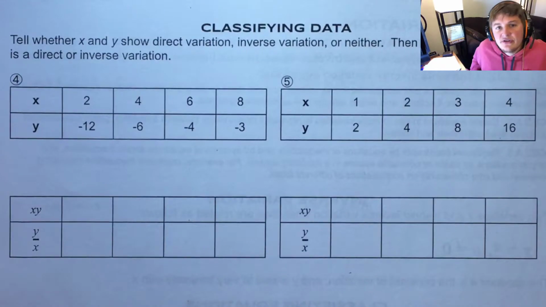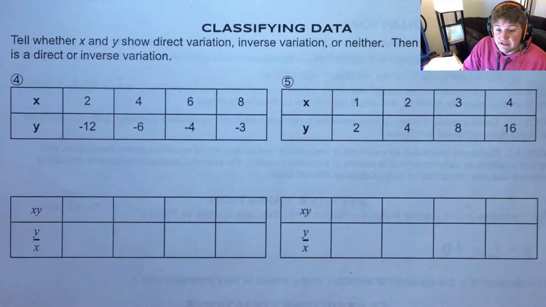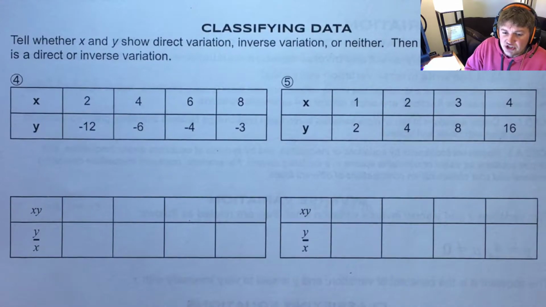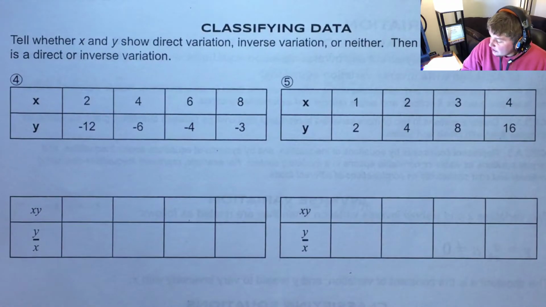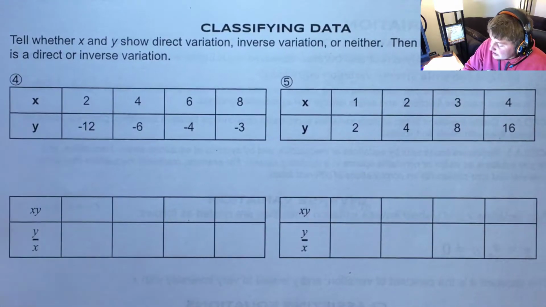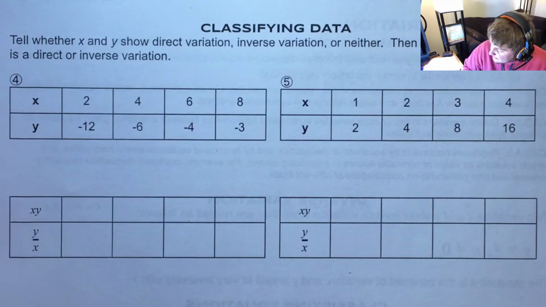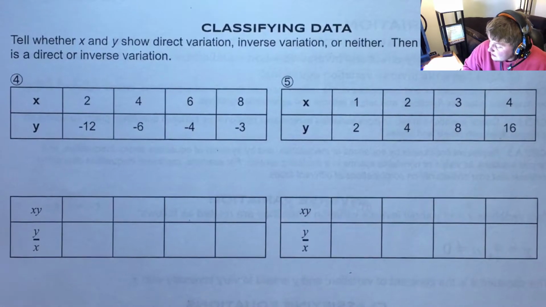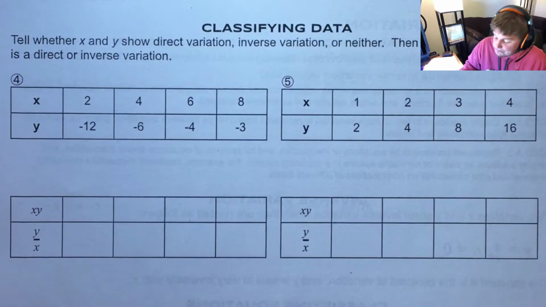The importance of understanding the general equation forms of all of these is that these general forms can help us classify data as well, whether data is an inverse variation or a direct variation. Okay, and we're going to do that right now. We're going to tell whether x and y show a direct variation, an inverse variation, or neither. And then we're going to write the equation if it is a direct variation or inverse variation.